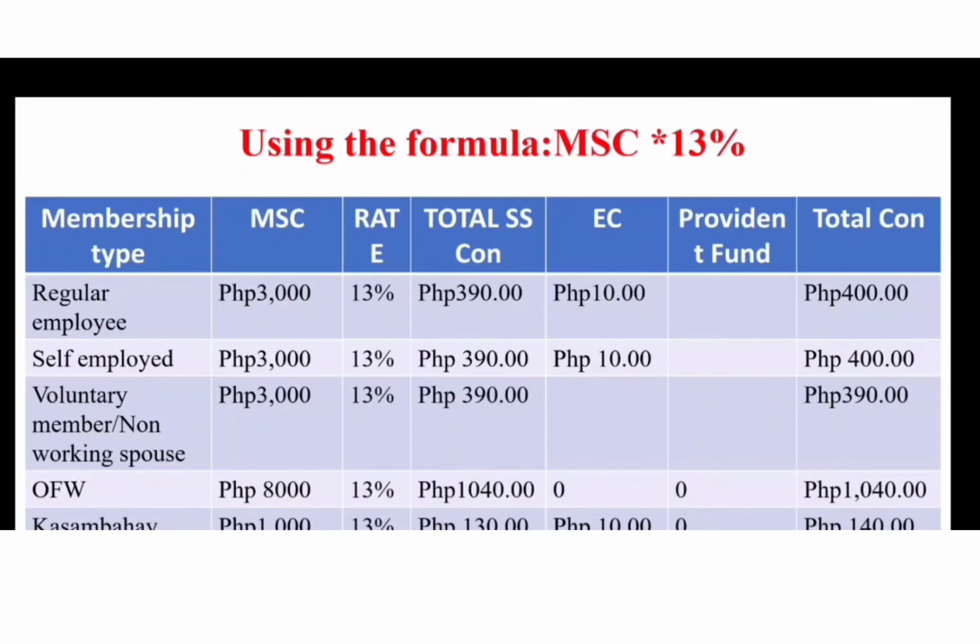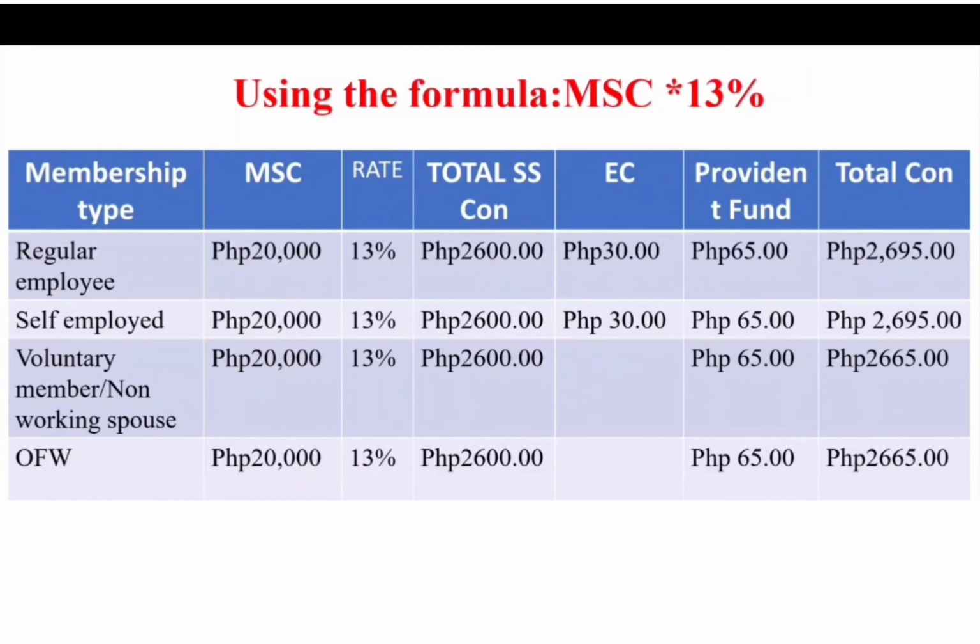Ganun din po sa ibang membership type. If your MSC is 20,000 pesos, directly i-multiply mo siya ng 13% para makuha natin yung total SS contribution. Tapos idagdag natin yung EC. Pero kung mapapansin natin dito sa table na to, yung voluntary member at saka OFW, di ba wala silang EC? Pero sa Provident Fund, ayun lahat naman sila meron. Para makuha natin yung total contribution.